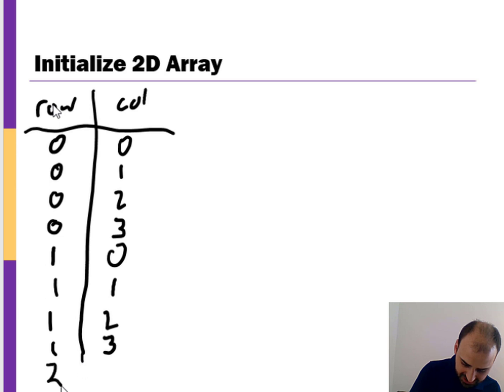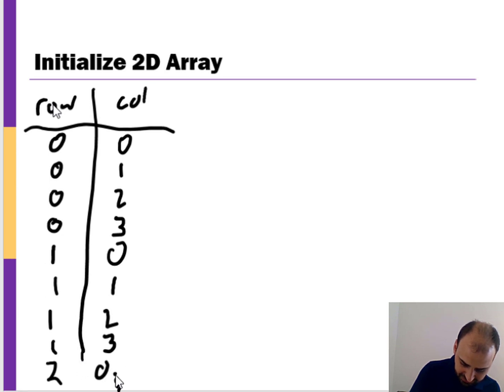And this is going to continue on. Right, I didn't do the whole thing out, but notice column's going to go from 0 to 3, right? Once that loop ends, it's going to increment row, and column's going to reset. Okay. Well, how do we do that?